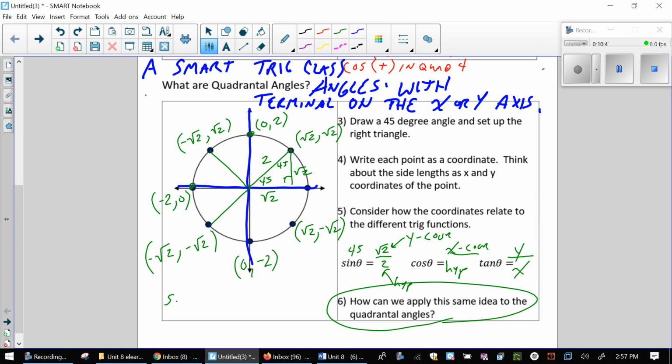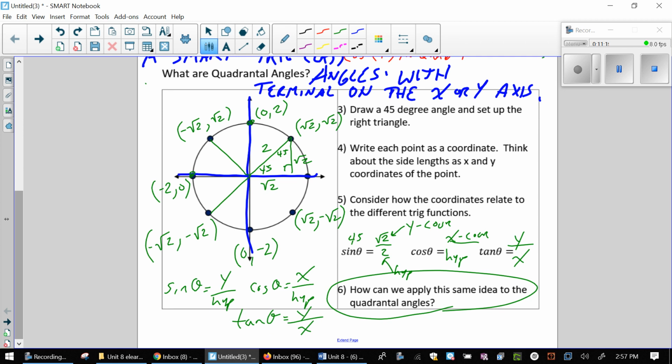So sine of theta equals y over hypotenuse, okay? Cosine theta equals your x-coordinates over your hypotenuse, and tan theta equals your y-coordinates over your x-coordinates, because those are the sides of those triangles. X-coordinate, y-coordinate. Hypotenuse is 2. Again, I'm using a circle with radius 2, so we have that consistency.